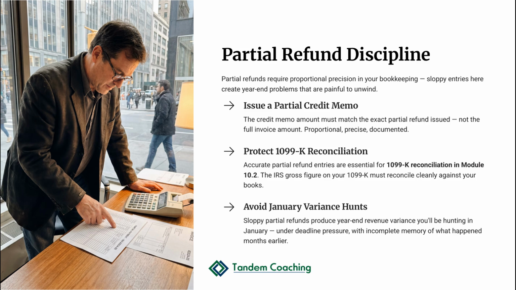Partial refunds are where most reconciliation gaps start, because the math has to be proportional, and the credit memo has to mirror the proportion. A $500 refund on a $1,500 engagement is a credit memo for $500 against the original invoice, applied to the original payment, not a $500 adjustment to a new account, not an expense entry, not a journal entry against retained earnings. A proportional credit memo against the original invoice. Get this wrong, and the 1099-K reconciliation in Module 10.2 surfaces a variance you will spend hours hunting in January.